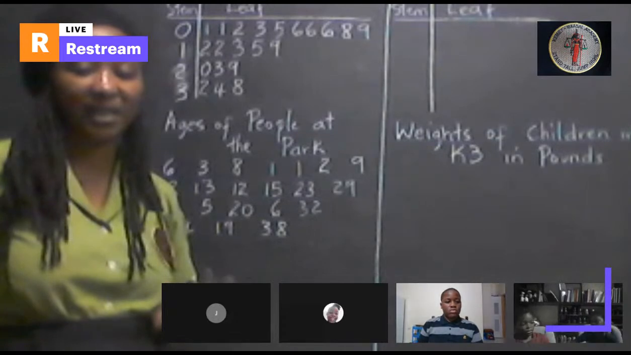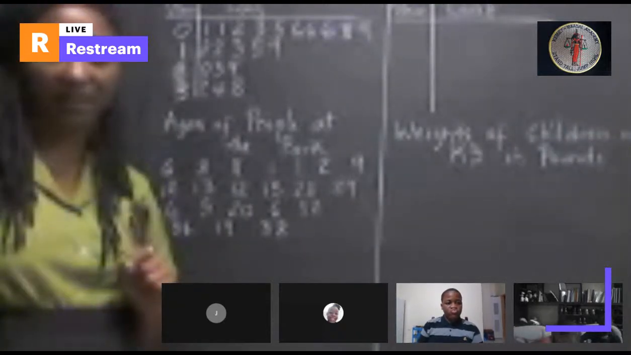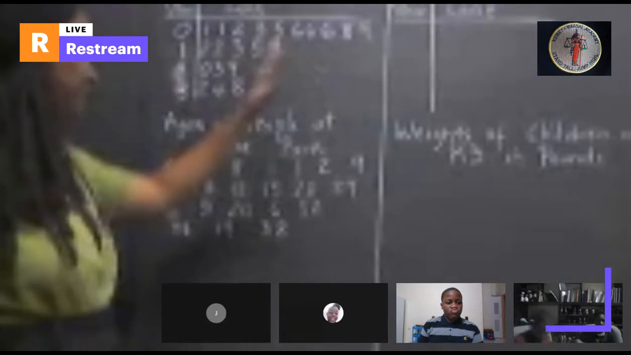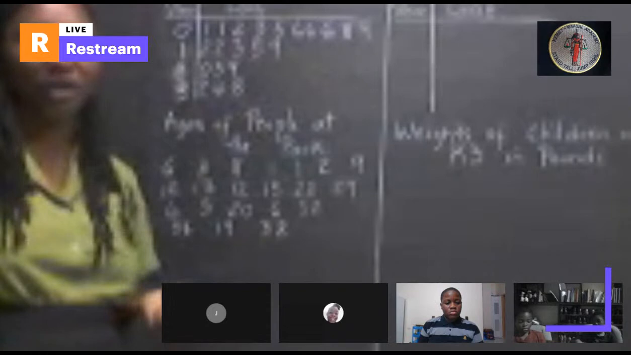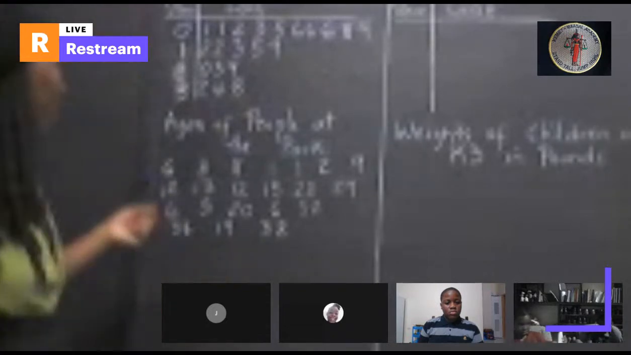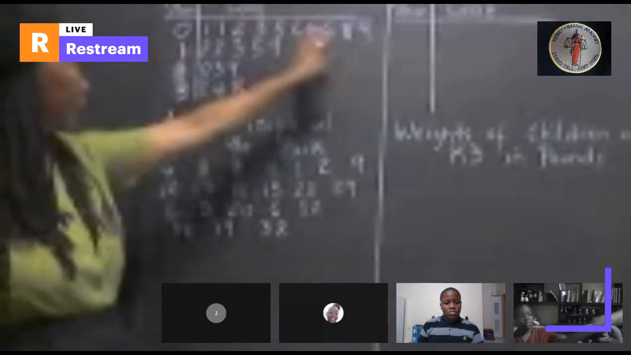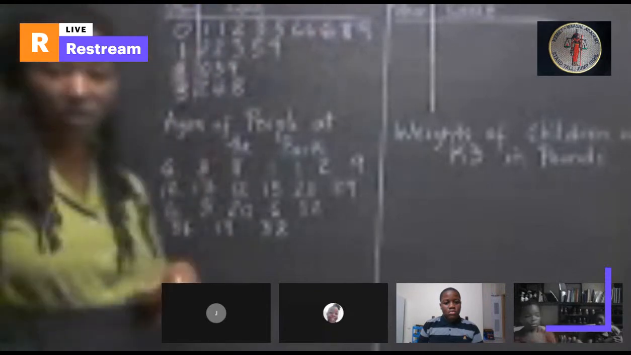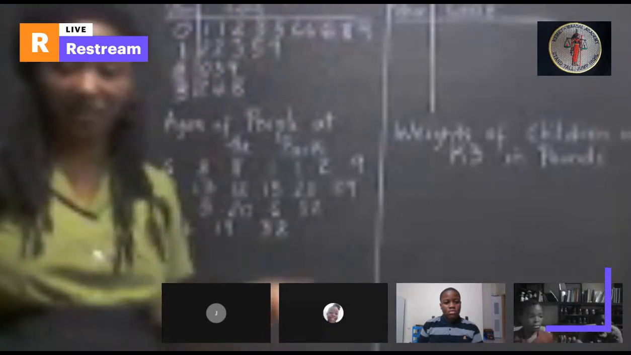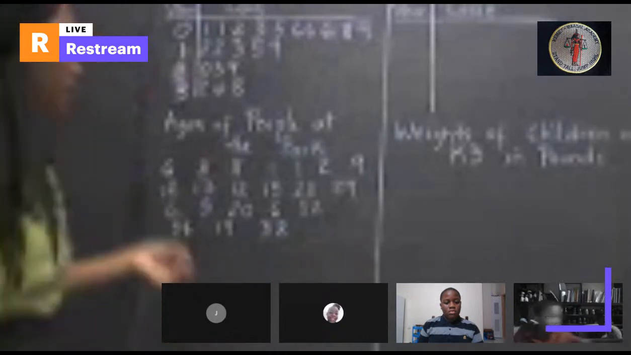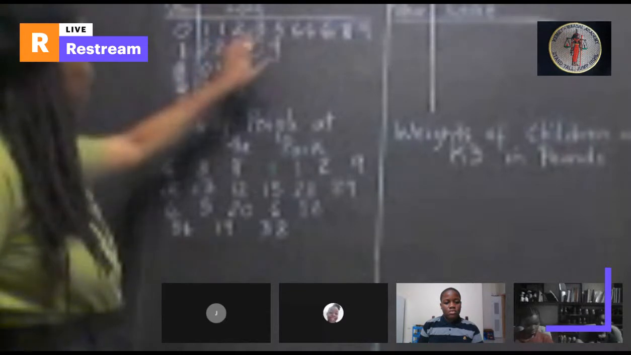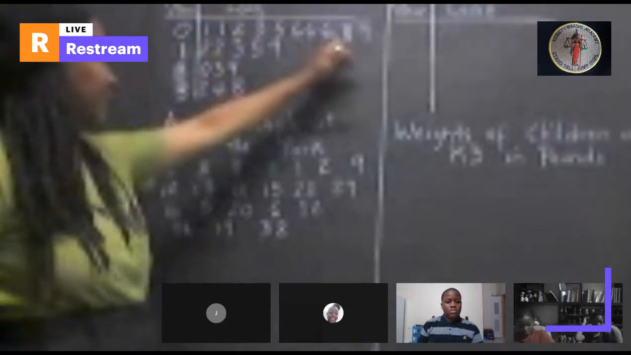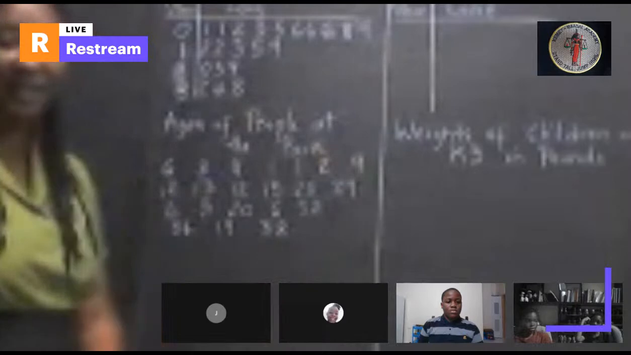For the stem and leaf plot, the stem represents the first digit of the numbers, and the leaf represents the second or other digits of the numbers. So these are the single digit numbers, so they start with a 0. You know, 0, 1 is still 1. So we have zeros, and this is 1, 1, 2, 3, 5, 6, 6, 6, 8, and 9. Those are the single digits.